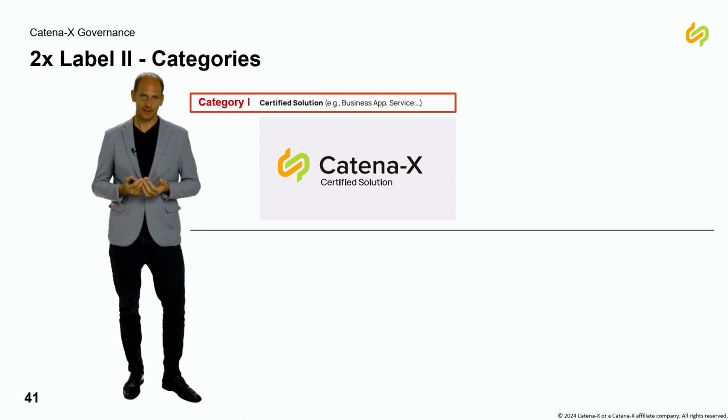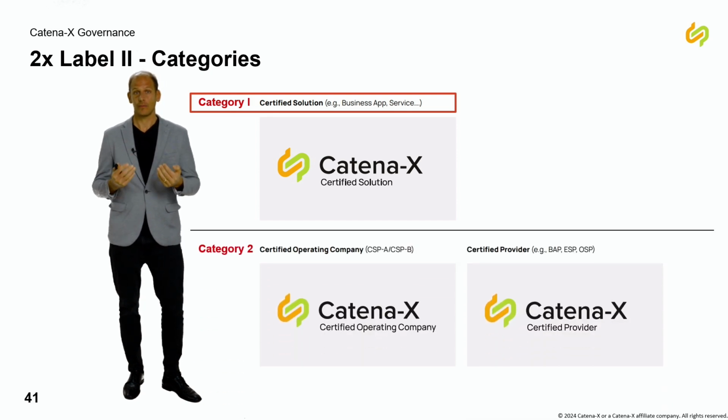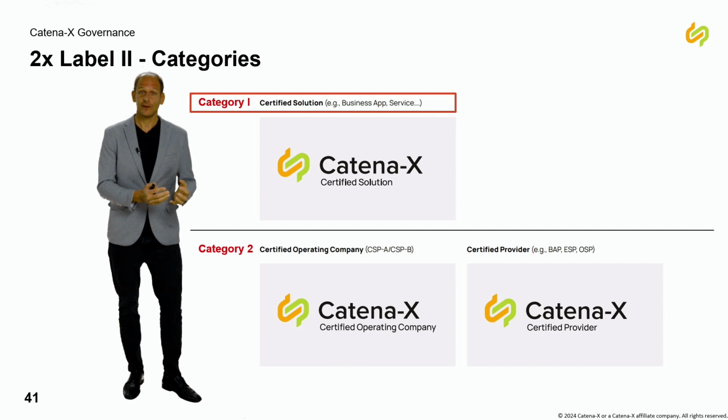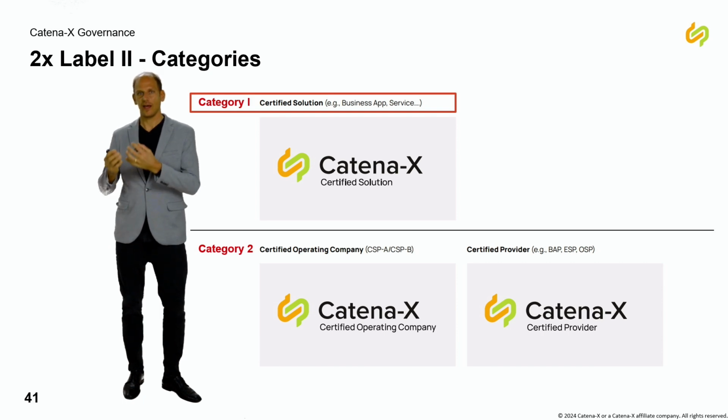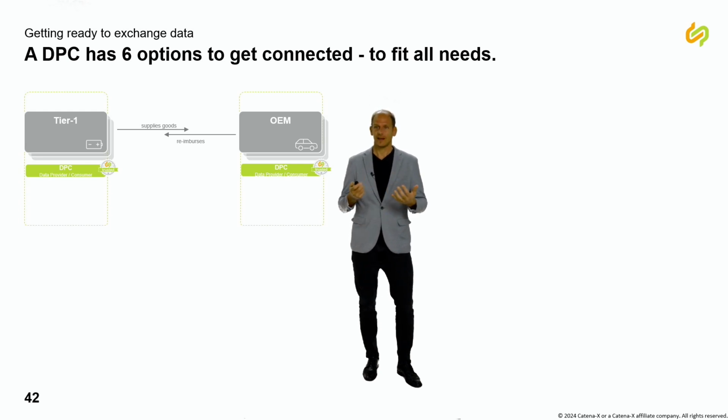Every business application, off the shelf or built on your own, and every service has to get certified and will be a certified Catena-X solution. But the second label is also important. You have to be certified as a company. An operating company has to get certified, and every provider for applications also has to get certified as a company. For a data provider and consumer like a BMW, a Bosch, or even a smaller company, there are 6 different options to get connected, and Catena-X fulfills all needs that are there.